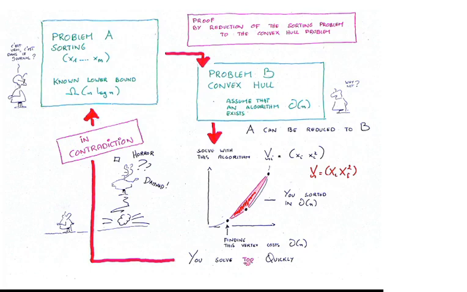When you know that a problem cannot be solved in a faster way than n log n, and you can reduce this known problem to a new unknown application, you can use the fact that the first problem cannot be solved faster than n log n. That is very, very clever.